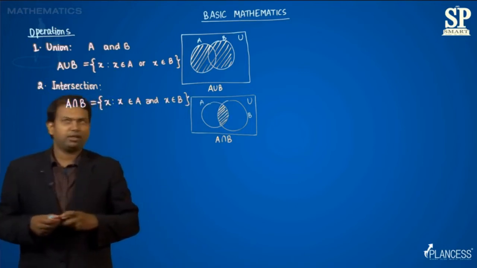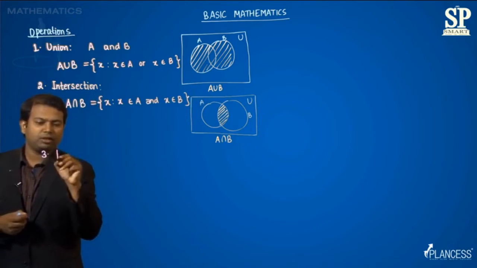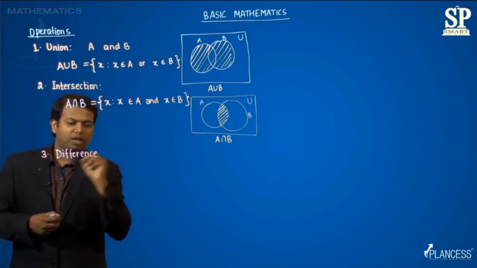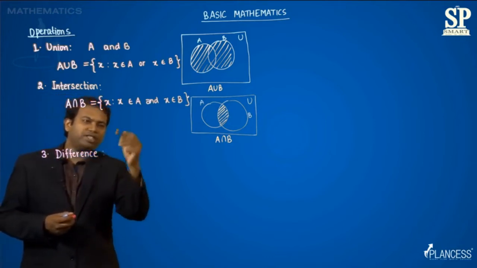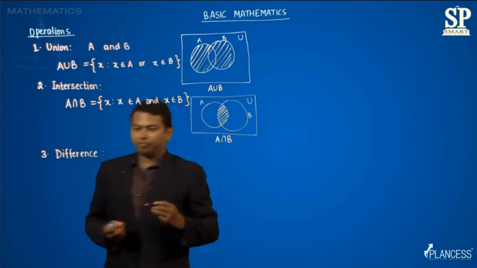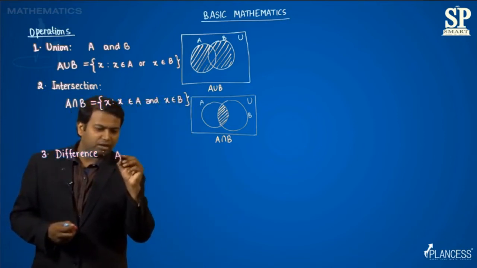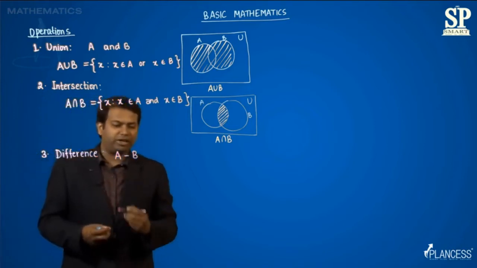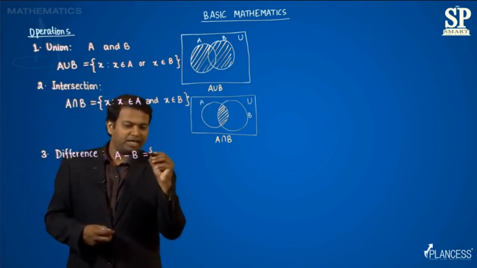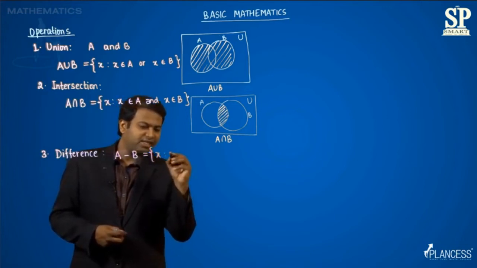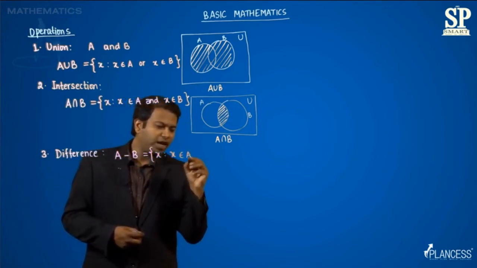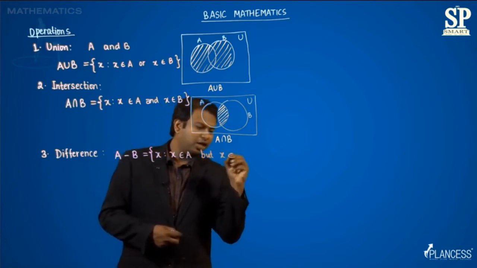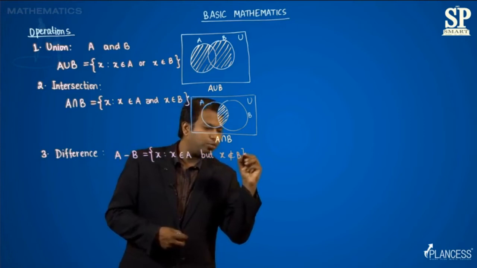Next is difference. Now, difference of two sets, again, let us take A and B. So if we have set A minus B, the same sign minus is used for the difference of two sets, and A minus B is defined as X such that X belongs to A, but X does not belong to B.